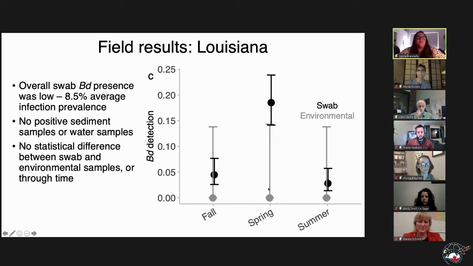And although we did see some seasonal change in swab loads, we see low BD prevalence in the fall, higher in the spring, and then lower in the summer. But this change is actually pretty small. And when we did statistical analysis on these, it turns out that the eDNA presence was equivalent to the swab DNA prevalence. So while we're getting all negative samples, it's still within the error. It's still consistent with the swab samples because it's within the confidence intervals.